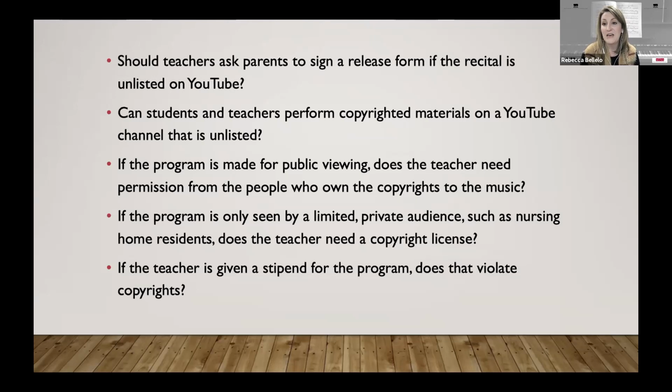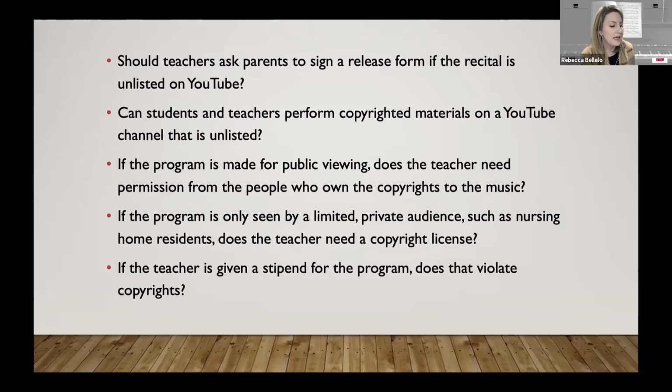I will say I am not an expert at all in copyright law. And so I really went to MTNA to read about this information. So I'm going to try to answer these questions to the best of how I'm understanding what I've read from MTNA right now. So the first question reads, should teachers ask parents to sign a release form if the recital is unlisted on YouTube?